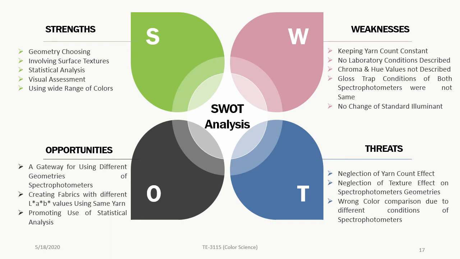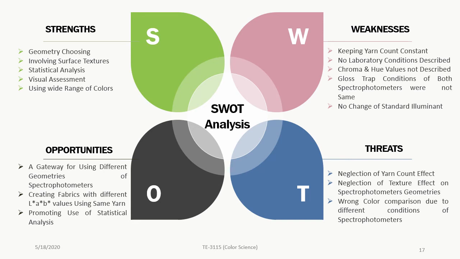chroma and hue values were not described, gloss trap condition of both spectrophotometers was not the same, and no change of standard illuminant, while the opportunities which are derived from the research are a gateway of using different geometries of spectrophotometer and creating fabrics with different L, A and B values while using the yarns of the same color, and promoting the use of statistical analysis. The threats of the research are neglection of yarn count effect, neglection of textures effect on the spectrophotometer geometries, and wrong color comparison due to different conditions of spectrophotometers.